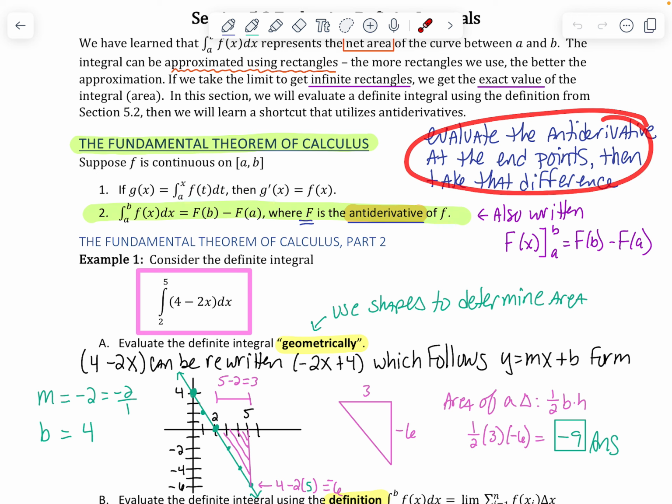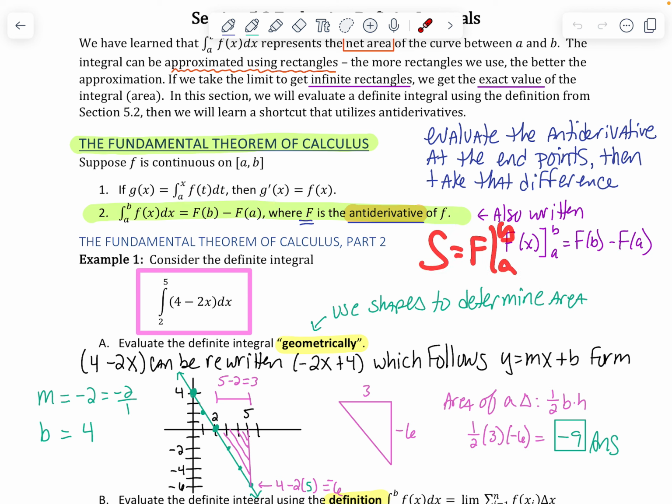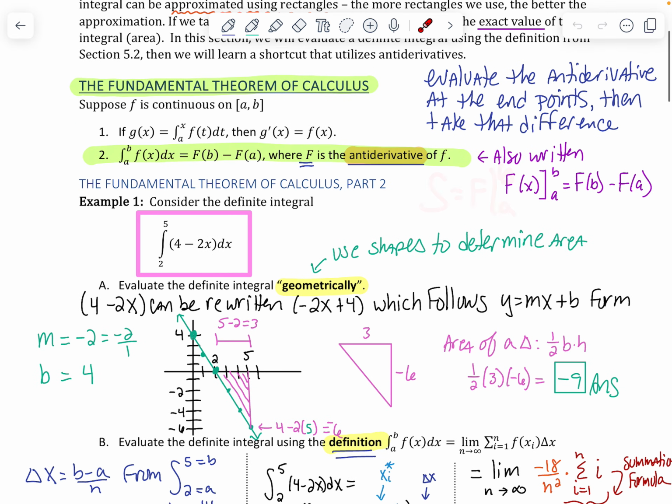And this kind of just restates that. Often you may see the integral written out as just F evaluated from a to b. Okay, so let's go ahead again and talk about part 2. And we're going to take this particular problem and we're going to solve it 3 ways.